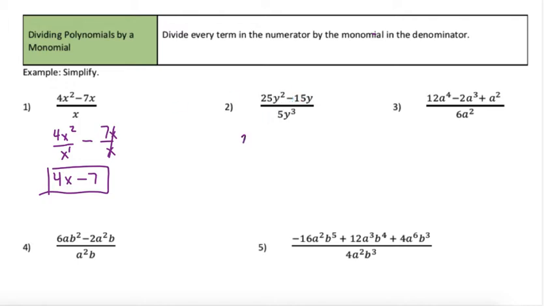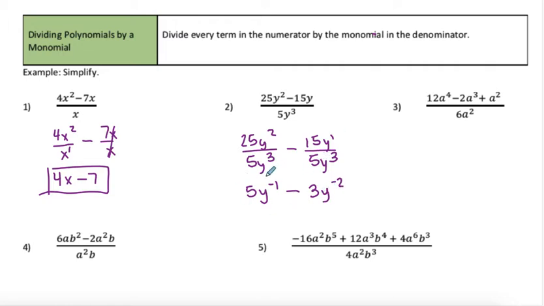On number 2, I want to set up the division so I can look at each term, minus, put the 15y over the 5y cubed as well. 25 divided by 5 is 5. And then I have y squared and y to the third, so that would be y to the negative 1. Minus 15 divided by 5 is 3. And y to the 1 minus y to the 3, so I have 1 minus 3 would be negative 2.